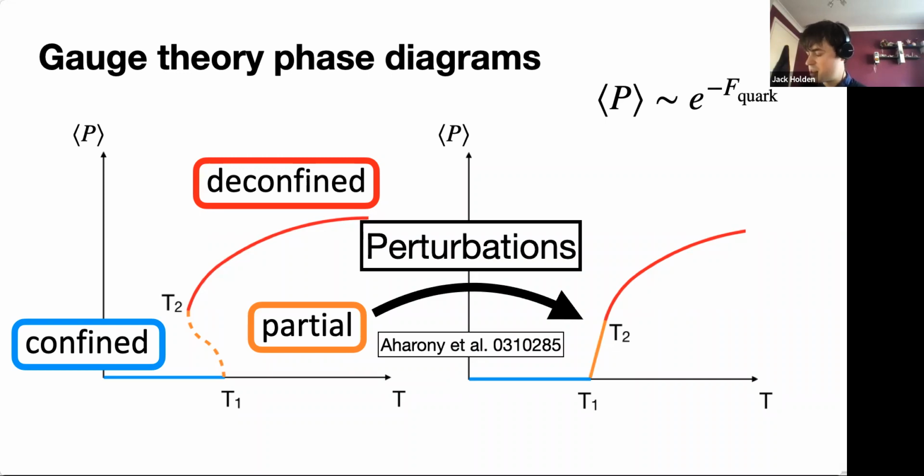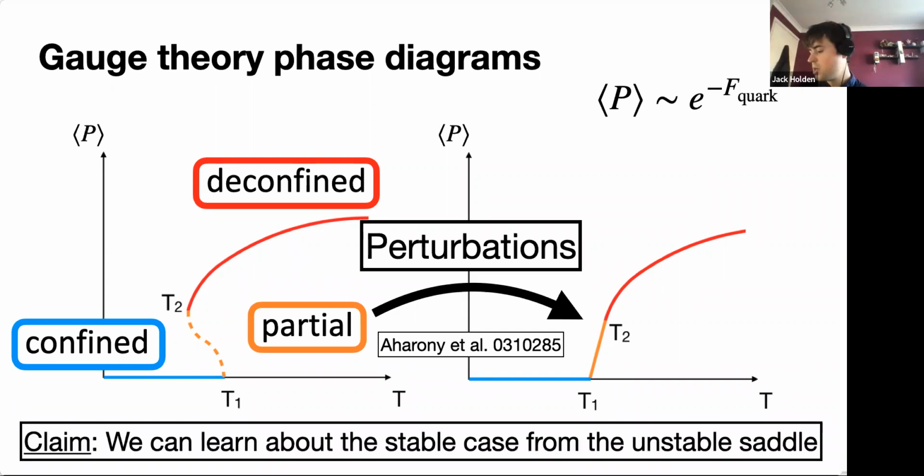But another possibility is this diagram where the partial phase is stable in the canonical ensemble, and which diagram you get depends very much on the details of the theory. As was shown by Aharony and his collaborators, we can move from a situation where the partial phase is unstable to one where it's stable by perturbations. So we claim that we can learn about the stable case from the unstable saddle, since they are parametrically linked.